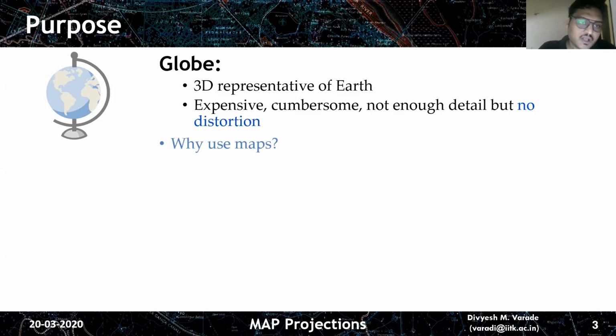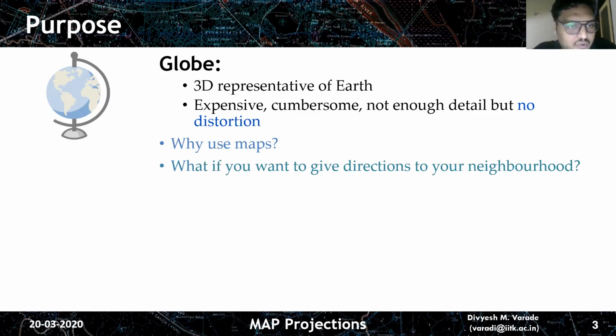So why use maps? Let's think that you have some event going on at your home right now, and you want to give the directions to your neighborhood to people. Would you be willing to make a gigantic globe model and present this to the people you want to invite? It's not practical, right? And imagine that you have this event at some other location next month. Then again, you have to make that gigantic globe for that location. This doesn't seem practical at all. So the solution to this problem is having maps.